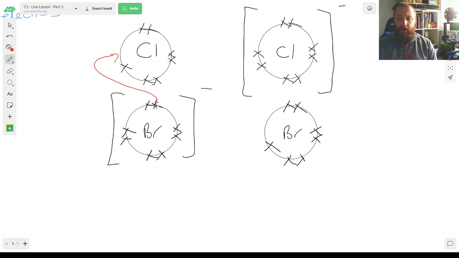So what's happening is the bromide here is losing 1 electron to the chlorine. The chlorine's becoming chloride, and the bromide is becoming bromine. Okay?